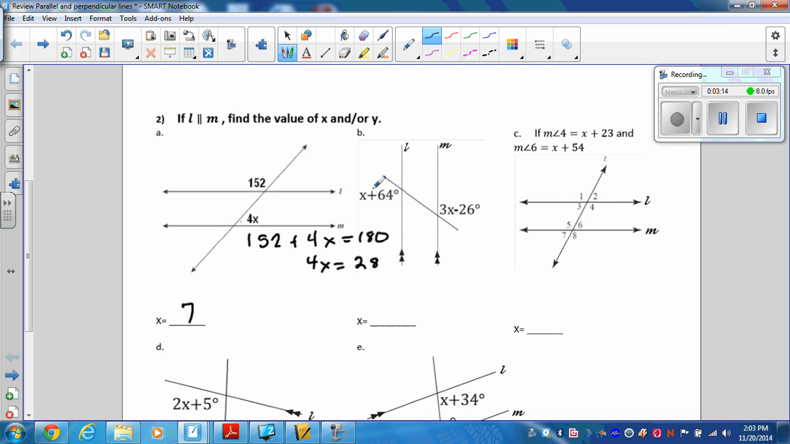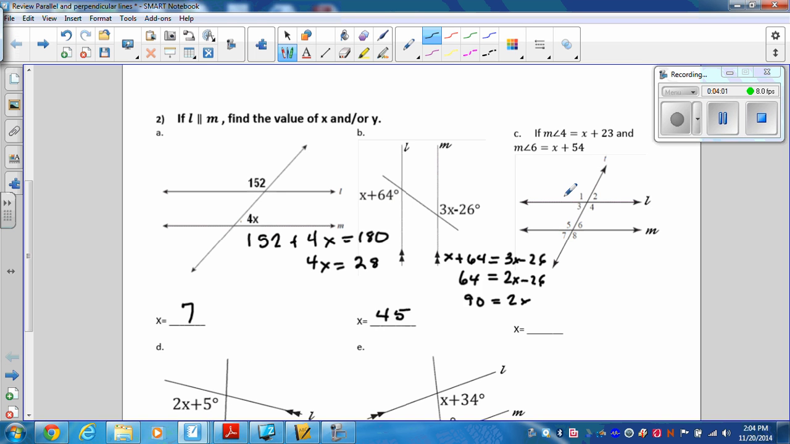Moving on to part B, x plus 64 and 3x minus 26. These two angles are alternate exterior. Because they're alternate exterior, they're equal. So x plus 64 is equal to 3x minus 26. I like to keep x positive, so I'm going to subtract x from both sides, and I get 2x minus 26 is equal to 64. So now I need to add 26 to both sides, and 64 plus 26 is 90. So x is 45.